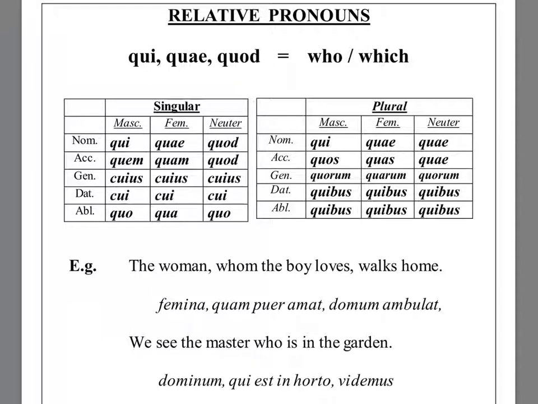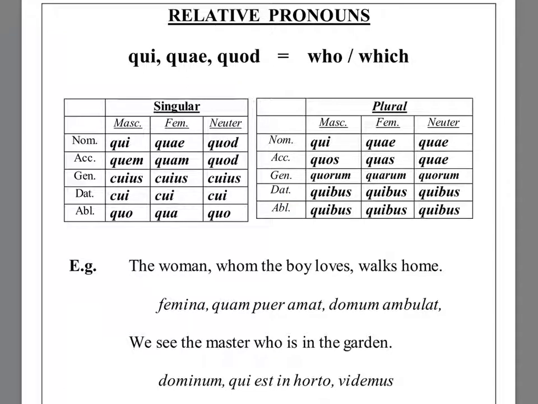This pronoun, qui, quae, quod, like the other pronouns which you have seen, has number, so singular and plural, has all three genders, masculine, feminine and neuter, and has forms in all of the cases, nominative, accusative, genitive, dative and ablative.